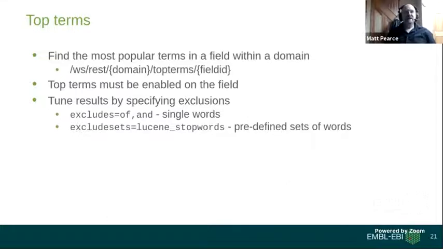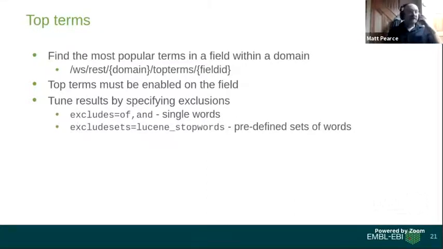Top terms enables you to find the most popular terms in a field within a domain. So if you wanted to find the most popular terms within a title or a description, you would use top terms to do that. One caveat for this is that top terms must be enabled on the field you're searching over. So if it isn't, you won't get any results back.